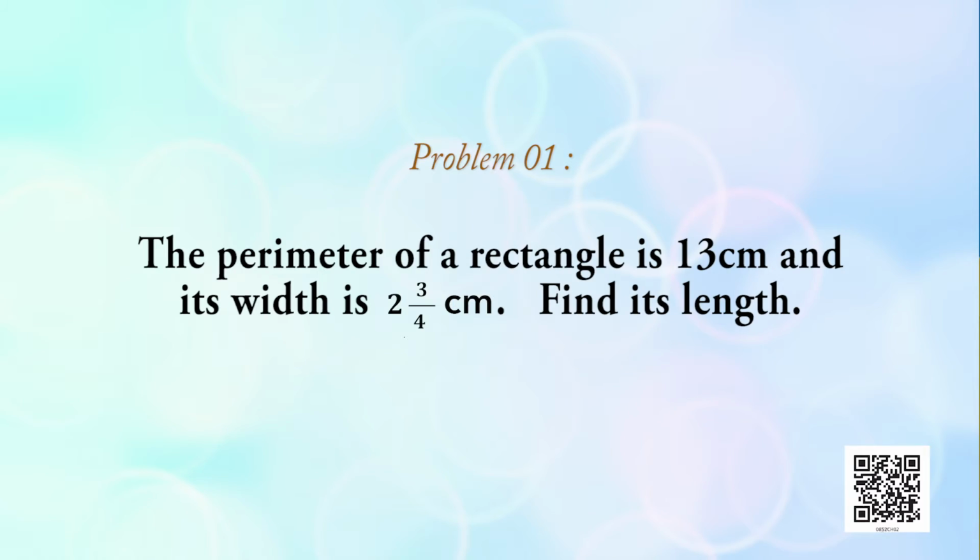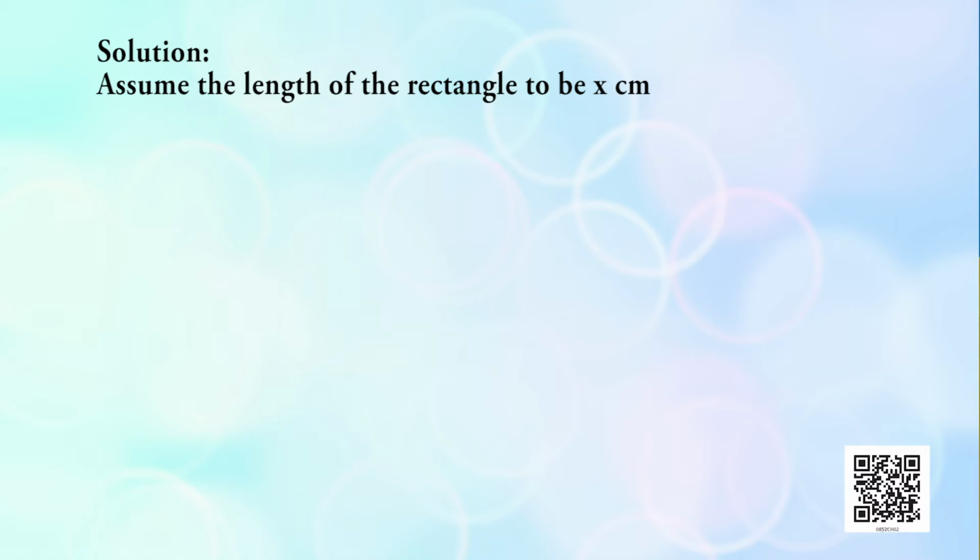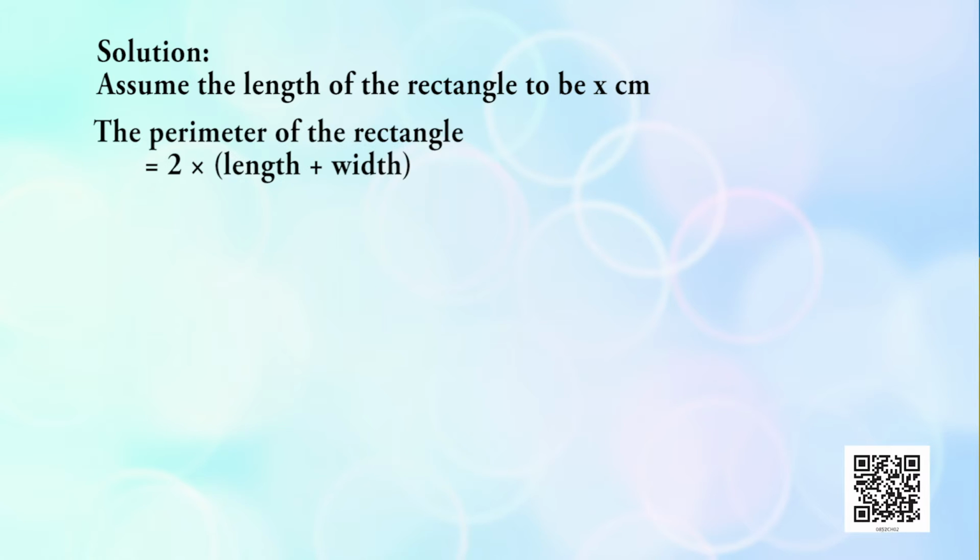First problem, the perimeter of a rectangle is 13 centimeter and its width is 2 3 by 4 centimeter. Then find its length. To solve this problem, let us assume the length of the rectangle to be x centimeter. You know already that the formula for the perimeter is 2 times length plus width. Width is given as 2 3 by 4 centimeter and the perimeter is given as 13 centimeter. You have to substitute all these values in this equation.